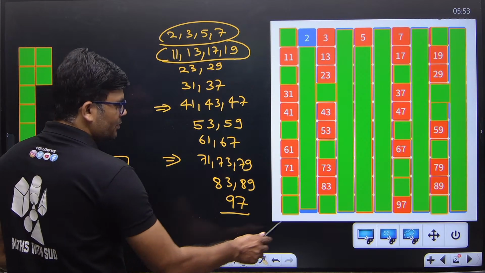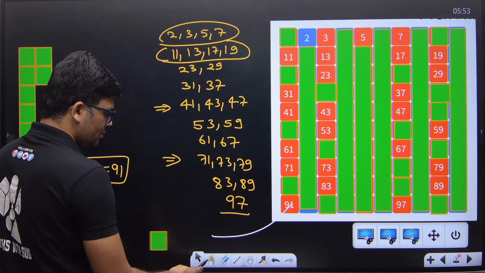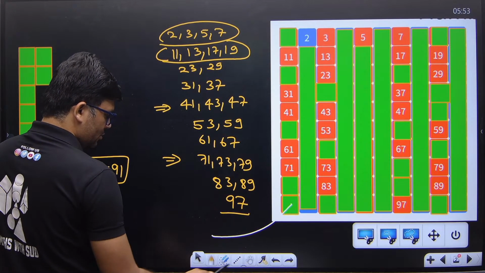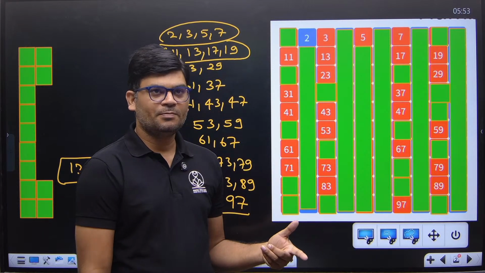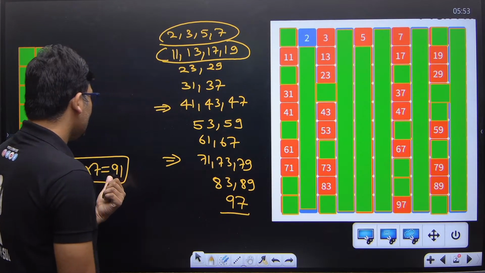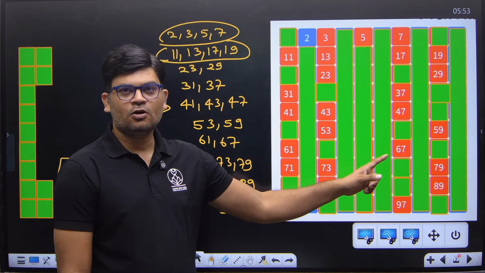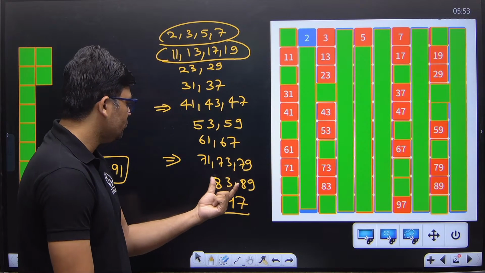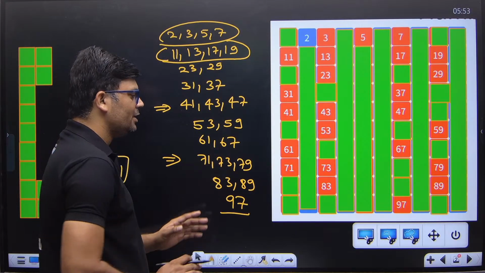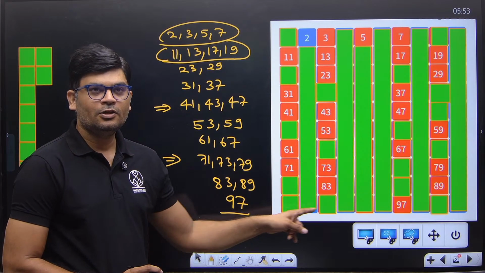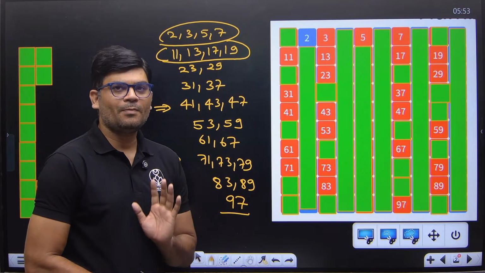So 91 was one crucial number. If you remember this, 91 is also not a prime number. It looks like it's a prime number, but it is divisible by 7. 13 into 7 is 91. So every row has got at least two numbers. Only the rows of 40 and 70 get 3 numbers, and the row of 90 has got only 1 number. These numbers are prime numbers.